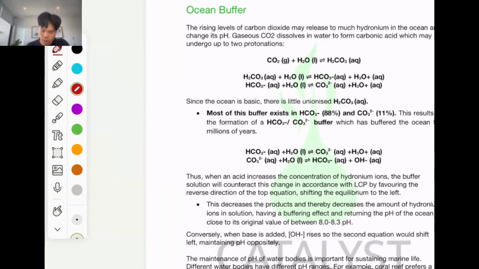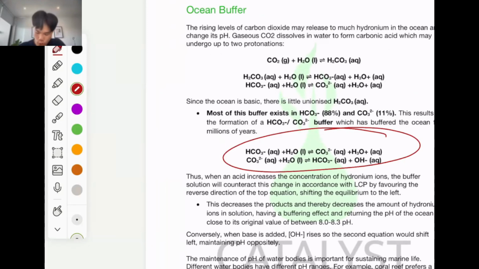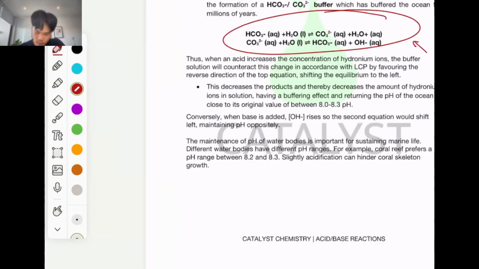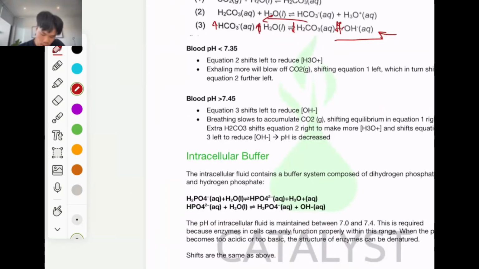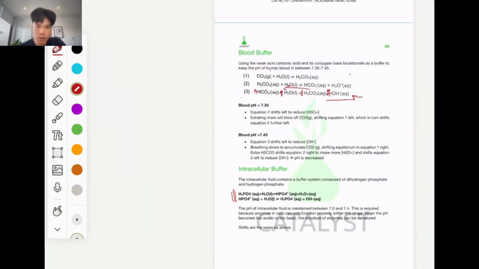So for the ocean buffer, it's a bicarbonate-carbonate buffer, which does involve CO2 if you want. But for the discussion of buffer, usually you just talk about the two equations. And for the intracellular buffer, not many schools teach this, but there's two equations there as well that show both ways the buffer can act. Okay. Any other questions on buffers?